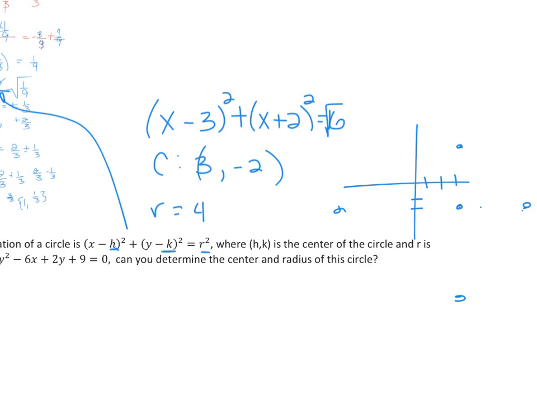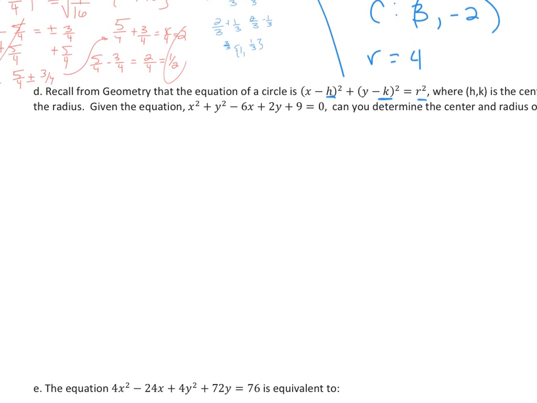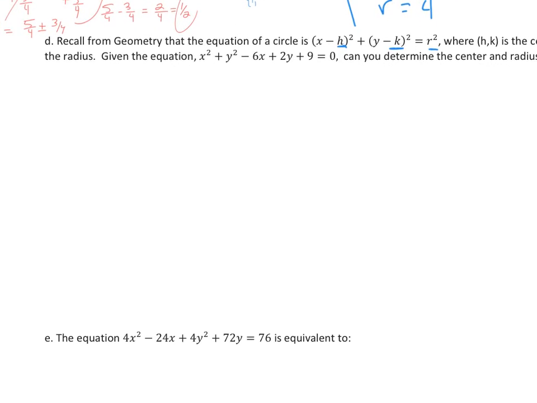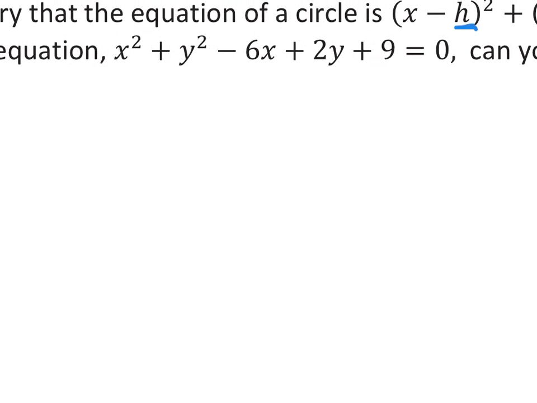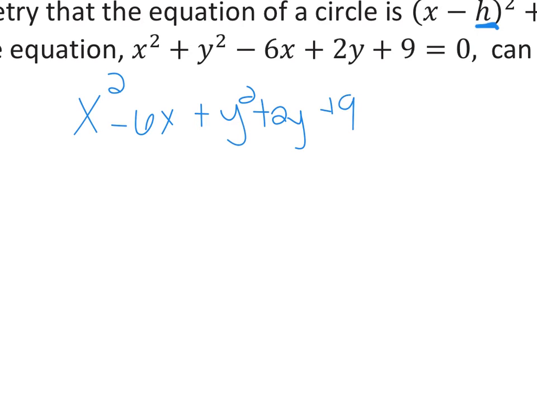All right, so we're going to determine the center and radius by putting this into center-radius form. It is not in center-radius form right now, it's in standard form. So what you have to do is complete the square. Make sure that all the x's and the y's are grouped. That's your first step, because there are two variables here. So I'm going to put x squared minus 6x together, plus y squared plus 2y plus 9.